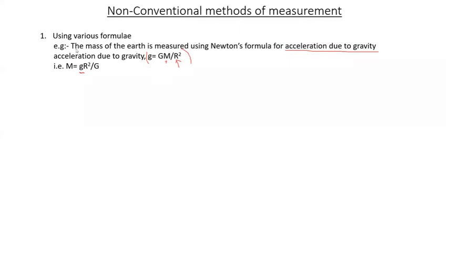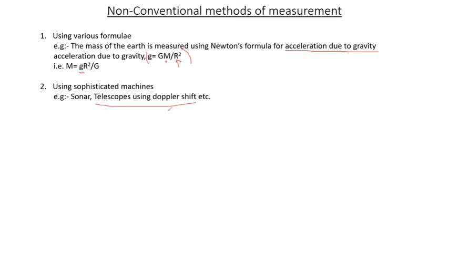The next type of non-conventional method is using sophisticated machines like sonar. Other sophisticated machines include telescopes using Doppler shift. One of the most famous telescopes in the history of mankind is the Hubble telescope. The Hubble telescope has discovered many planets, many other solar systems, and it also has correctly determined their positions and their velocities relative to us. How does the Hubble telescope do that? We are using sophisticated computing technologies like calculating Doppler shift, etc.